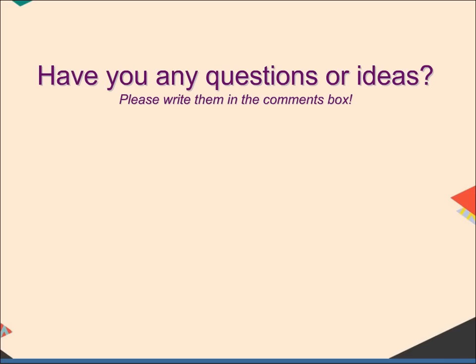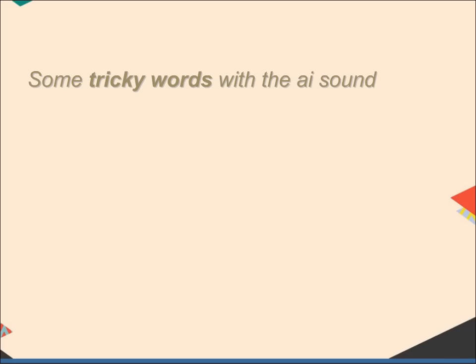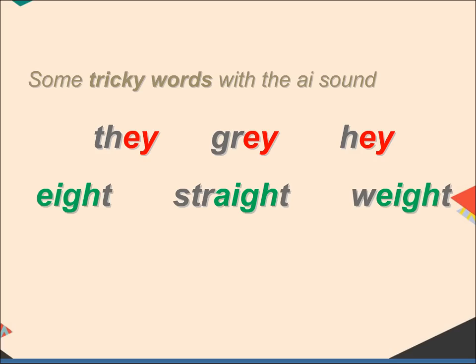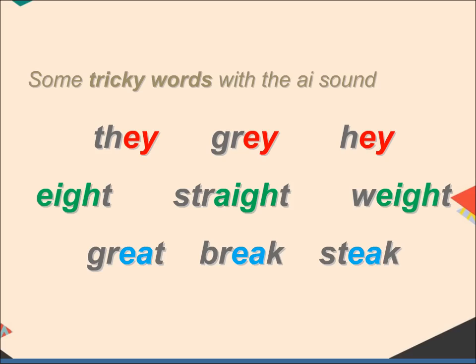Okay, so teaching your students all about A's, E's, I's, O's, U's, or ow's and oi's, and of course all these tricky words are coming up. Let's use A as an example. Here we've got they, grey, hay, eight, straight, wait, and great, break, and stake. So students have to be able to recognize that these are tricky words with your help.